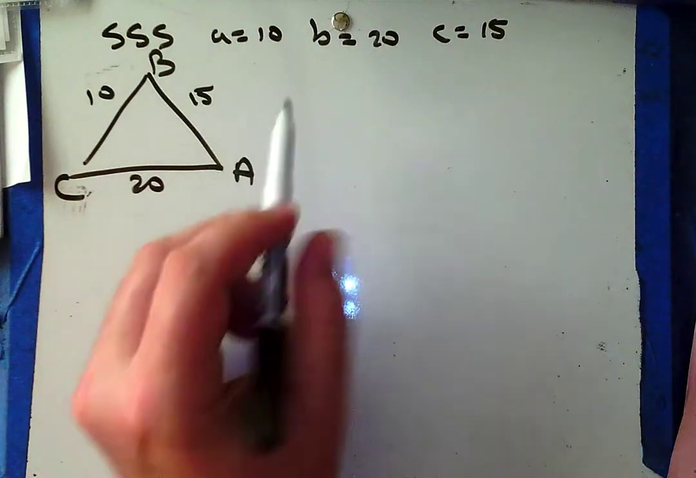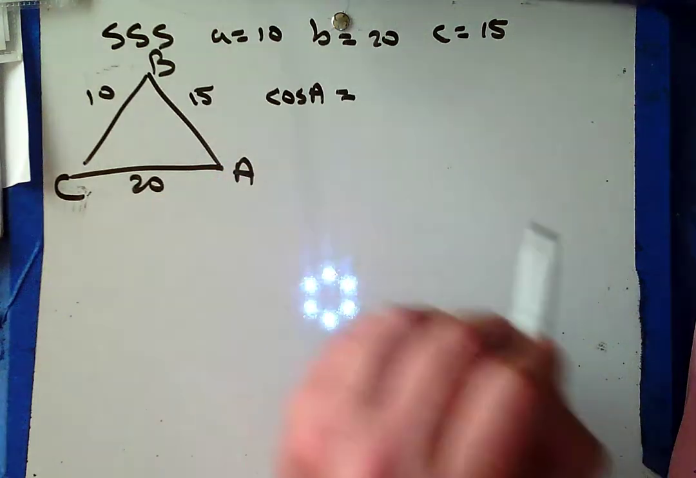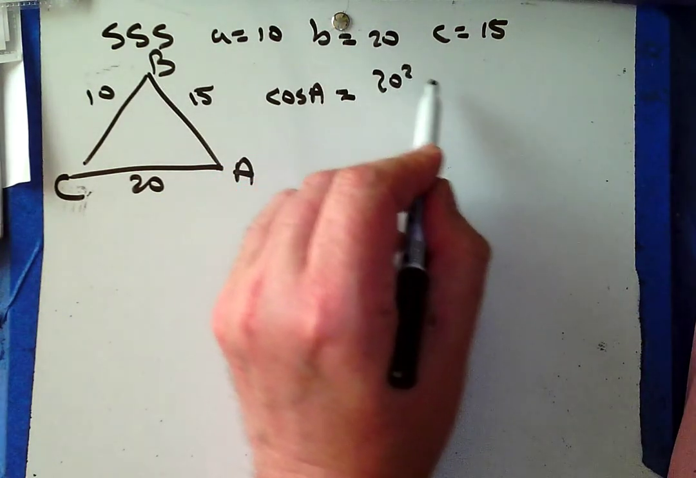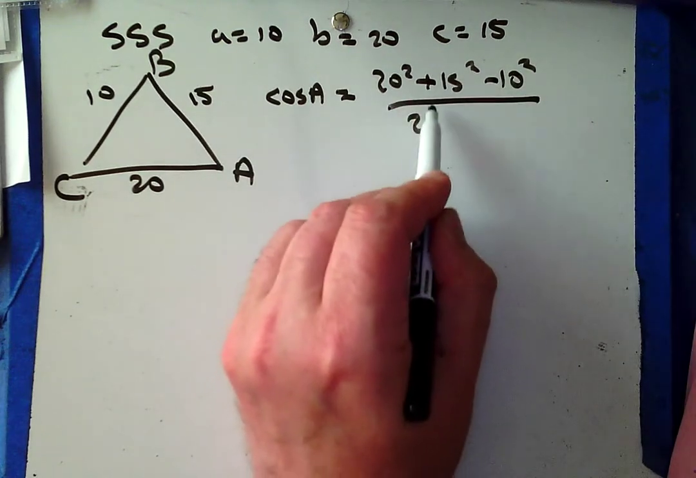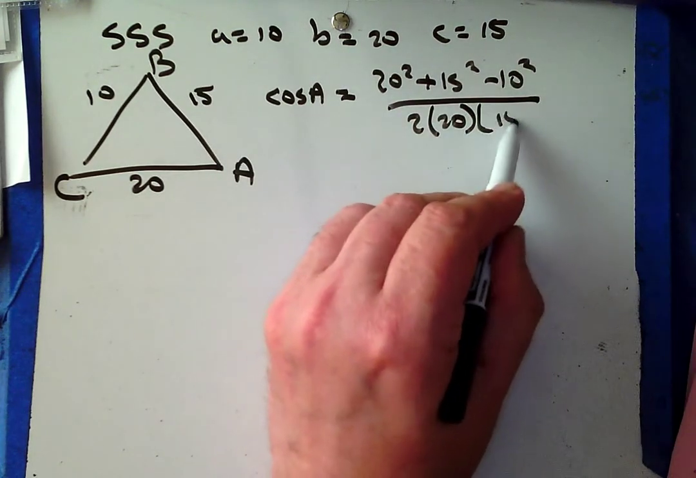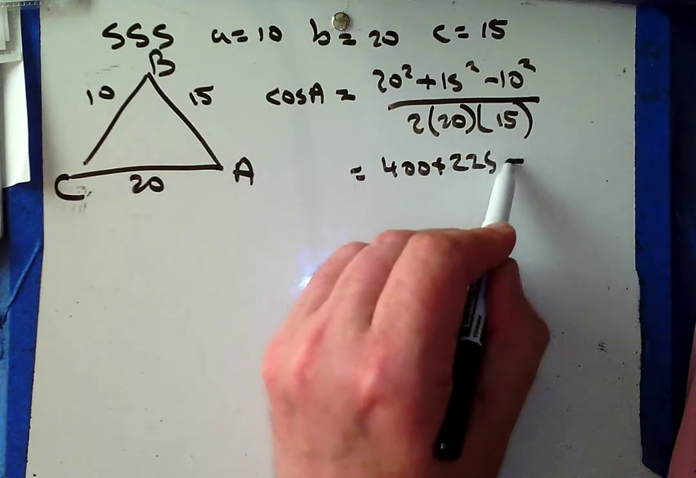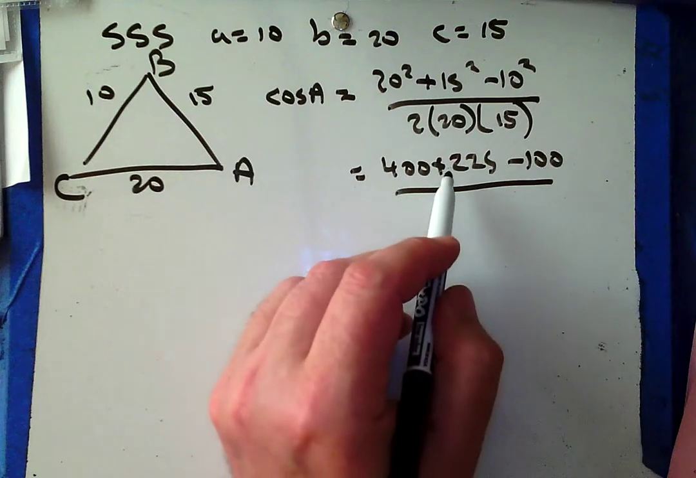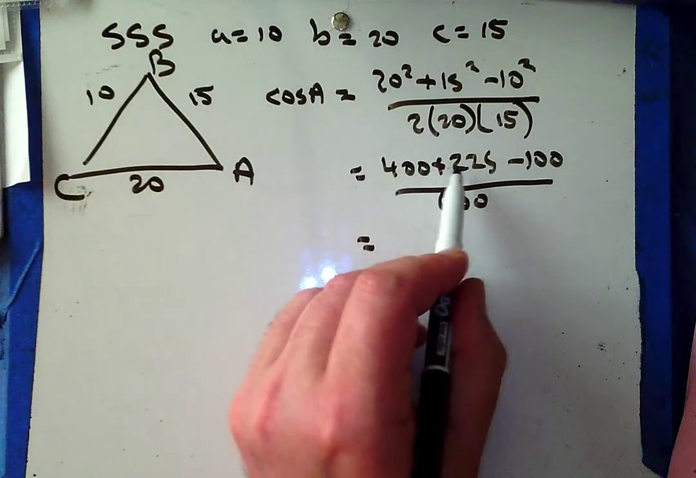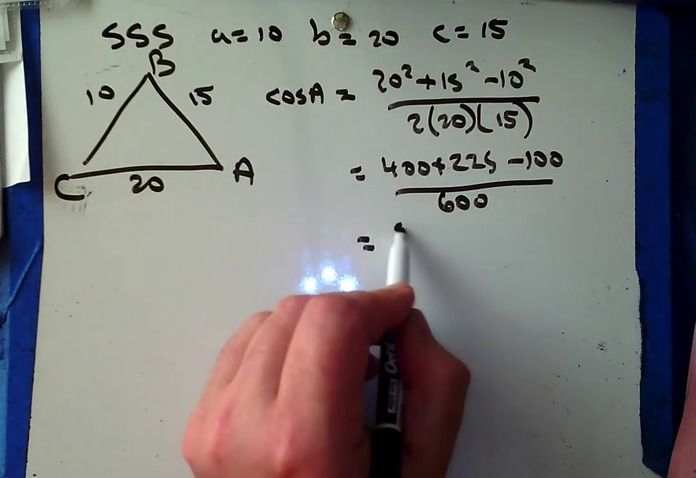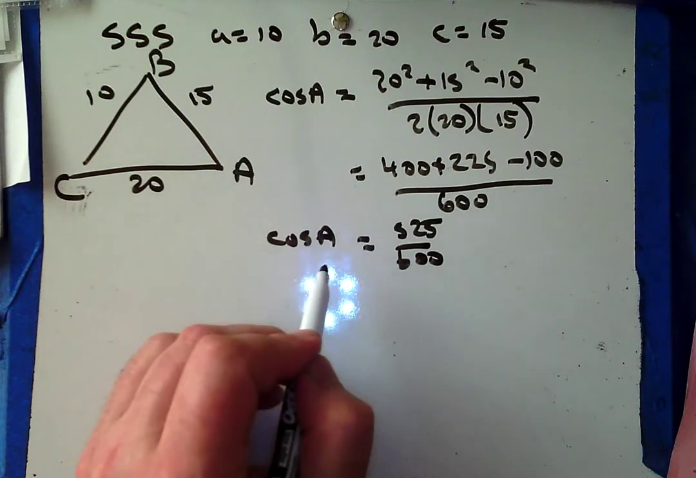So this one, we know that cosine of A would be 20 squared plus 15 squared minus 10 squared over 2 times 20 times 15. So that's going to be 400 plus 225 minus 100 over 600. And so I get 625 minus 100 is 525 over 600. That's what the cosine of A is.